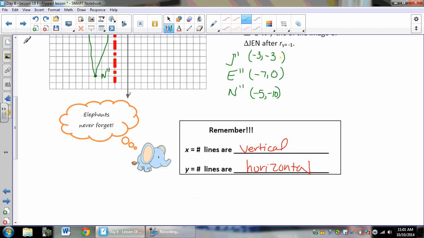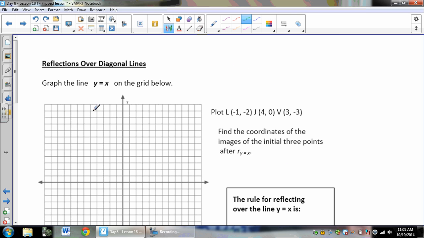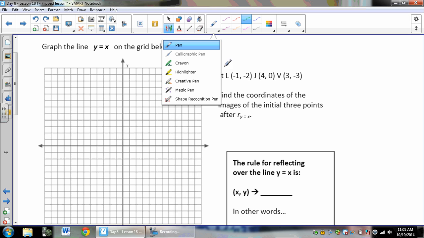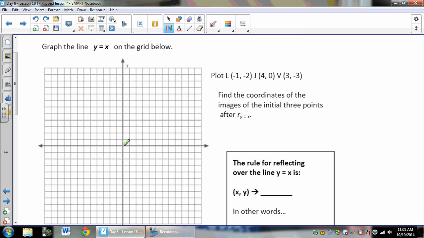All right, now last but not least, we've been dealing with vertical and horizontal lines only. We have not yet dealt with diagonal lines. We're going to do that here. So first thing we have to do is we're going to draw the line y equals x. And if you think of y equals x as being in slope-intercept form, you have a slope of 1 and an intercept of 0, which means this is a line that goes through the origin and then goes up 1 over 1. So it starts at the origin, up 1 over 1, up 1 over 1, and continues like that. So it goes like this, and it does the same thing in the other direction.